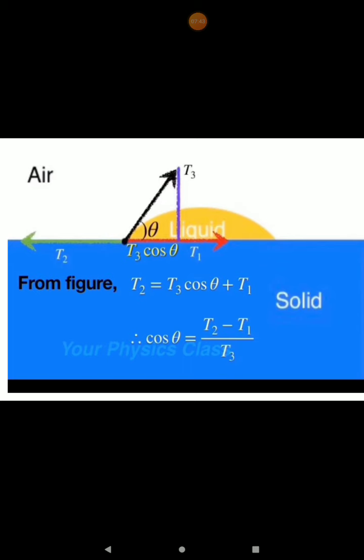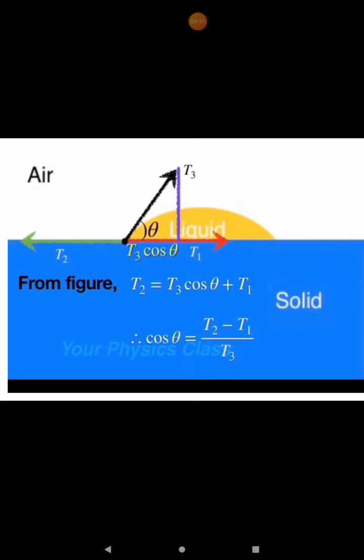Now see here, a liquid drop is taken on a solid surface, the angle of contact is theta, and above this solid surface an air medium is there. Now here T1, along the red line, is the surface tension due to the solid and liquid interface. Then T2 is the surface tension at the solid and air interface, denoted by the green line. And T3 is the surface tension due to the liquid and air interface, denoted by the black line.